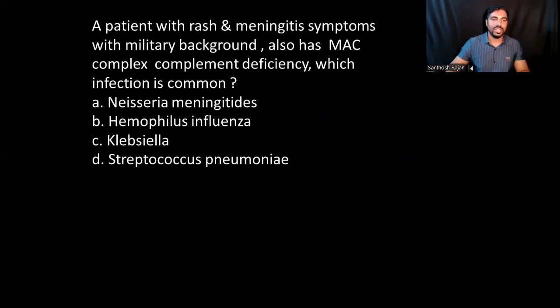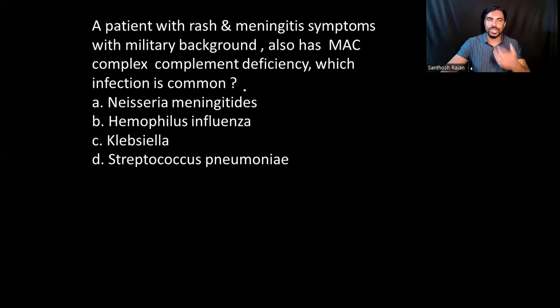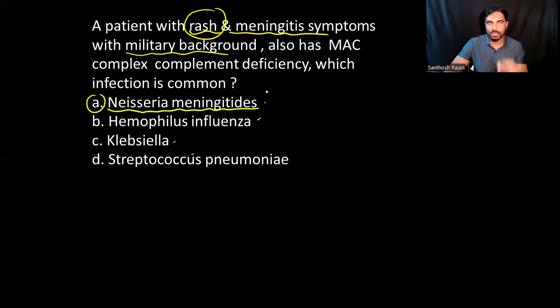Next question. Look at this one. Here, one more question has come: a rash and meningitis symptoms with a military background. Meningitis, anything can cause meningitis, but the rash is very characteristic of Neisseria meningitidis only. If you remember, the rash sometimes becomes big, called purpura fulminans. We just discussed this before the exam, in the 122 important questions of micro revision, and I showed it also, purpura fulminans. Same rash. Rash comes, it's Neisseria meningitidis.